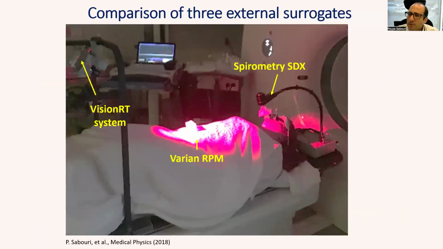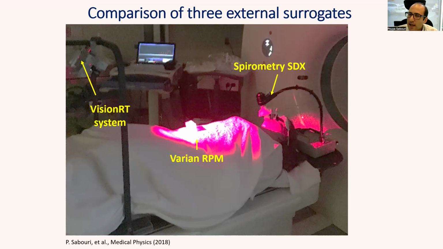This is an image from a setup from a study in 2018 that we performed at the University of Maryland. We directly compared 3 external surrogates in this study in a clinical environment. They were all simultaneously acquired. On this volunteer, you can see the setup. You have the 3D surface signal over time, captured using a prototype Vision RT system that sits on the couch and is shown in the figure.